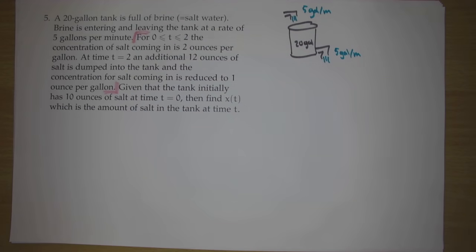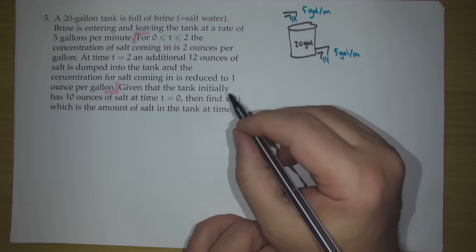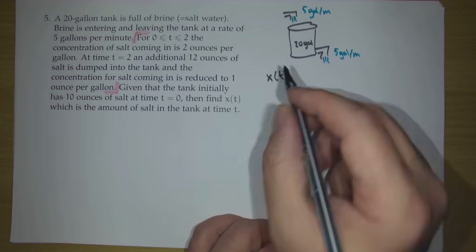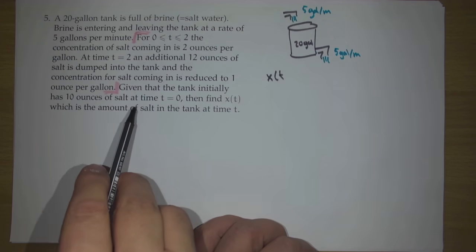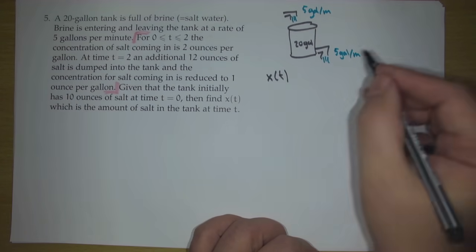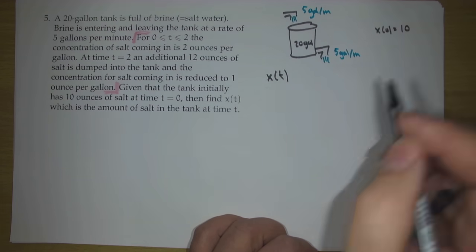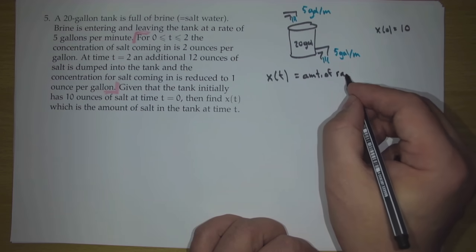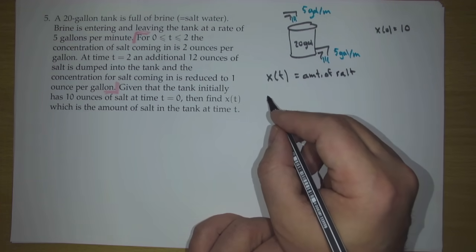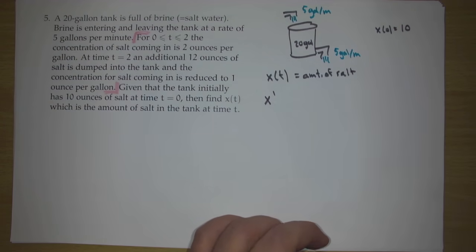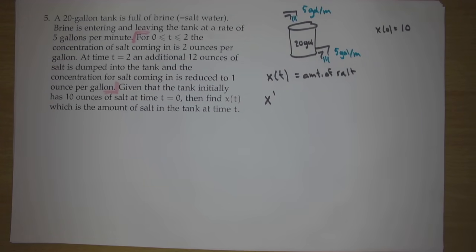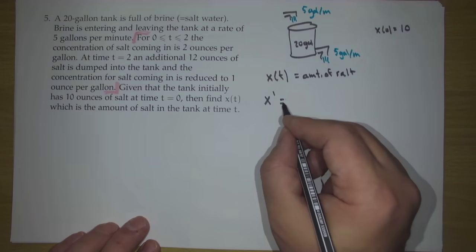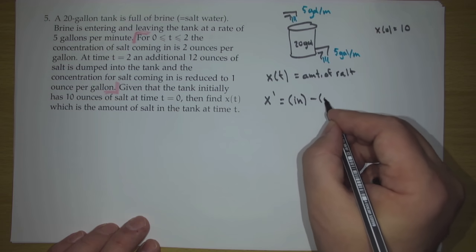So let's set up our equation. So x of t is the amount of salt. I'm reading ahead. So given that the tank initially has 10 ounces of salt at time t equals 0, which is another way of saying x of 0 is 10, and x of t is our amount of salt, and we want to solve for x of t. So let's talk about x prime, because we know how things are changing. We have things coming in, things going out. That's change. So change, we take our in minus our out.